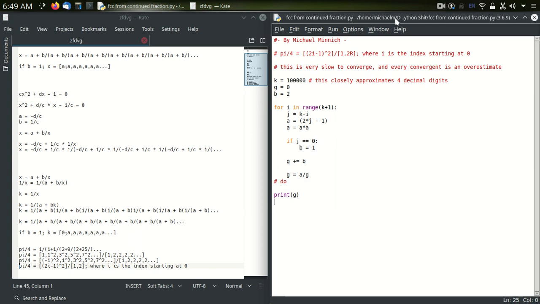Alright, so I just wrote this little script that uses a very simple definition of the fundamental circle constant, pi on 4, using continued fractions. It converges agonizingly slowly, but it's very simple to write.